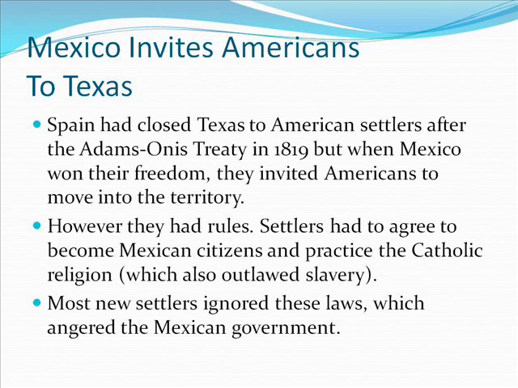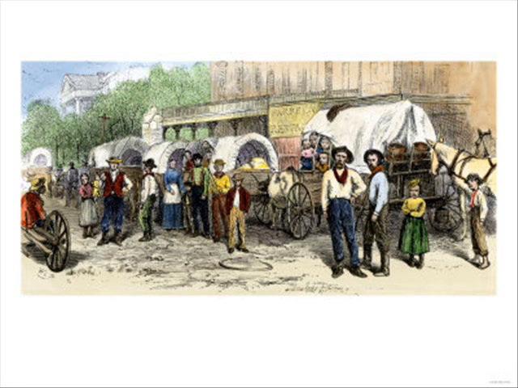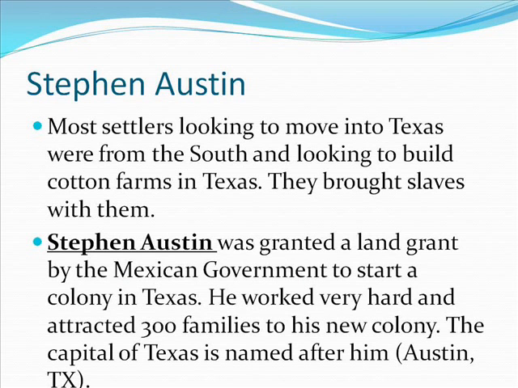However, after Mexico gained control of that territory, after Mexico won their revolution, they kind of opened up the doors again to American settlers. They just said that any settlers coming into Texas had to agree to become Mexican citizens, and they had to practice the Catholic religion, which also outlawed slavery. This was tough because most of the new settlers that were coming into this territory, into Texas, ignored these laws because they were cotton farmers who wanted to bring slaves into Texas and turn it into cotton farms.